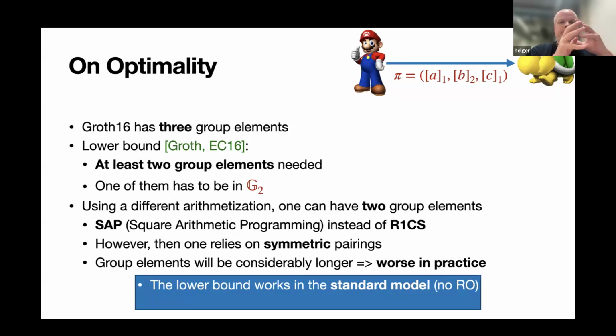Also, one thing to notice is that CROT's lower bound works in the standard model. So it only talks about group elements. It doesn't say anything about field elements. And more importantly, to the current talk, it talks about the number of group elements. It doesn't talk about bit length.